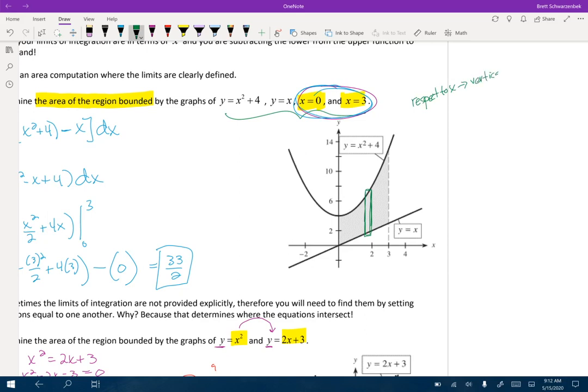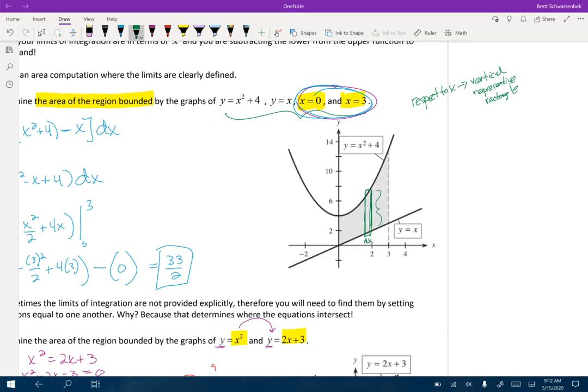I call it a representative rectangle, but you can call it a rectangle if you want. Okay, so just real quick, what is the bottom of this going to be? It's going to be whatever change of x we have, which we represent as dx. What is this going to be?